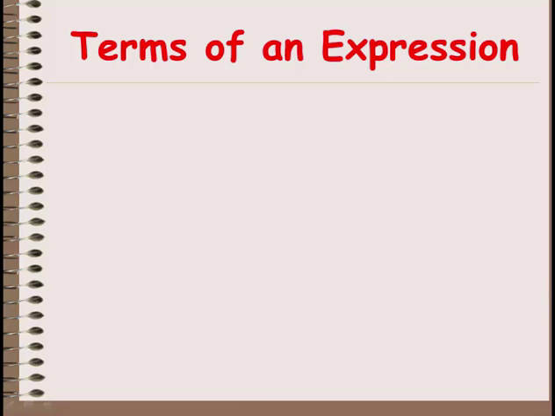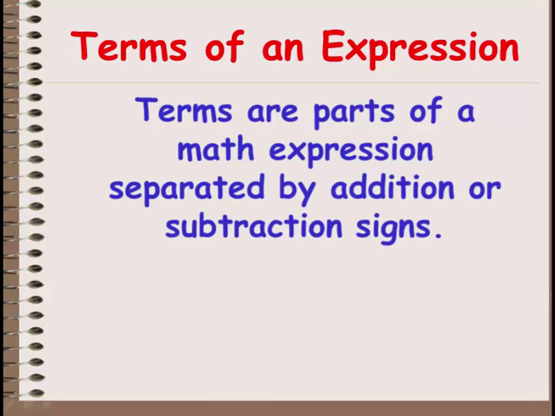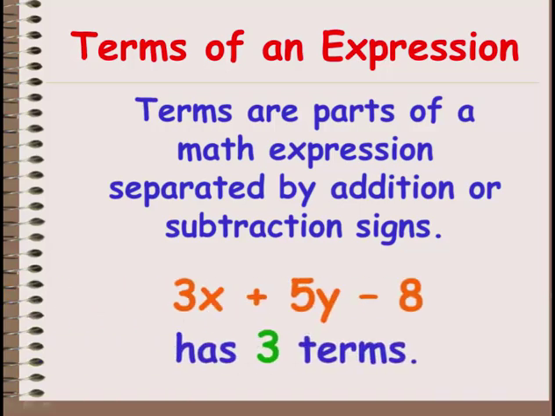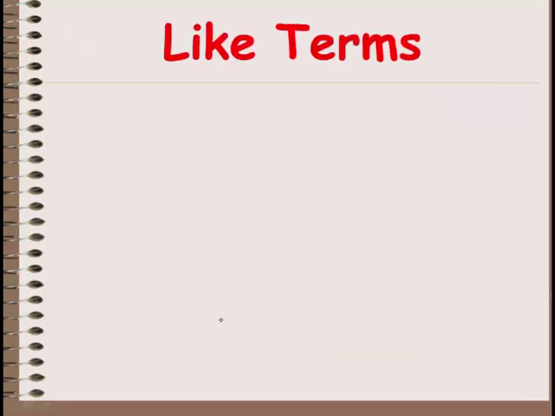Today's video starts on page 8, and we're going to talk about some algebra and some vocabulary, terms of an expression. Terms are parts of a math expression separated by addition or subtraction signs, like 3x plus 5y minus 8. It has three terms. It has a 3x, a positive 5y, and a negative 8.